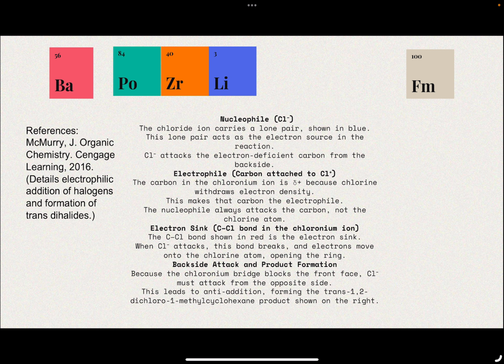Because the chlorine bridge blocks the front face, Cl- must attack from the opposite side. This leads to the anti-addition, forming the trans-1,2-dichloro-1-methyl-cyclohexane, the product shown on the right, which is over here.